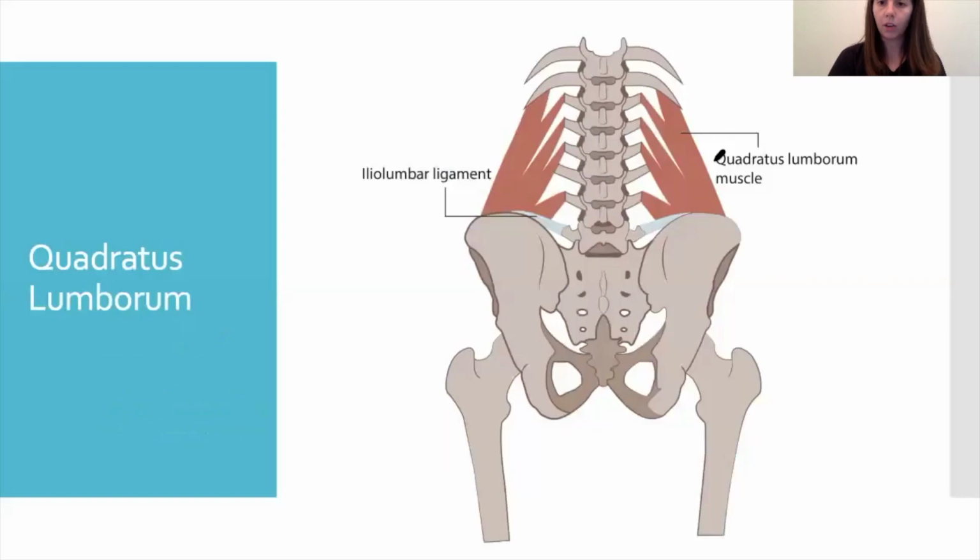We'll start with the quadratus lumborum. It is innervated by the subcostal nerve as well as the ventral rami of spinal nerves. When contracted unilaterally, it is responsible for ipsilateral flexion of the trunk. When contracted bilaterally, it is responsible for extension of the trunk and it fixes the 12th rib during inspiration.